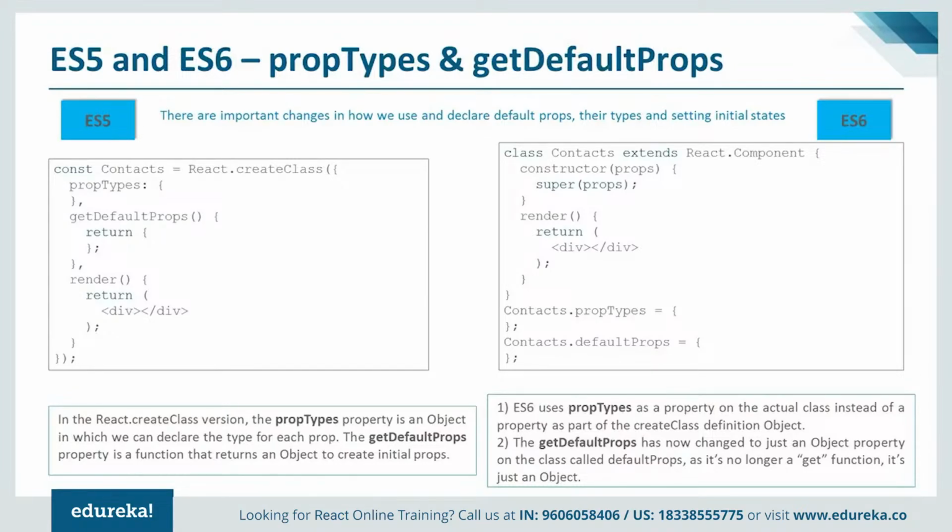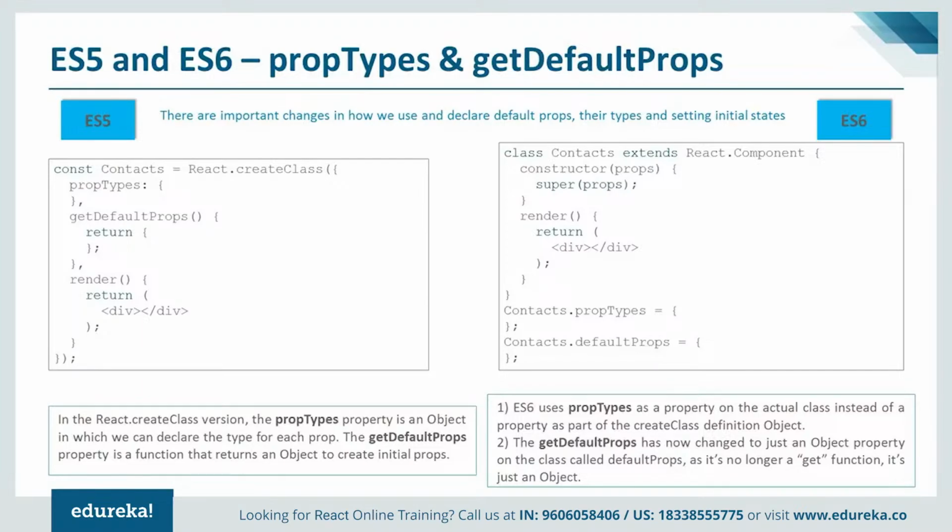The getDefaultProps property is a function that returns an object to create the initial props. ES6 uses propTypes as a property on the actual class instead of a property as part of the createClass definition object. The getDefaultProps has now been changed to just an object property on the class called defaultProps. As you can see over here, getDefaultProps is nowhere. It is no longer a get function. It's just an object.